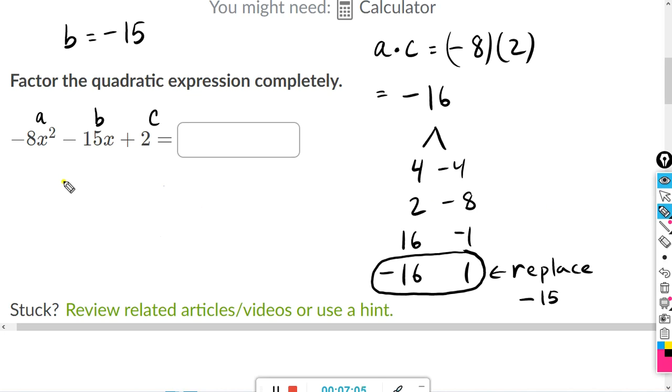All right, so rewriting this equation here, we still have negative 8x squared. And instead of negative 15, I'm going to use negative 16 and positive 1. And each of those should have an x on it. So negative 16x and positive 1x. And we still have plus 2. Okay, again, we're using two groups of parentheses.